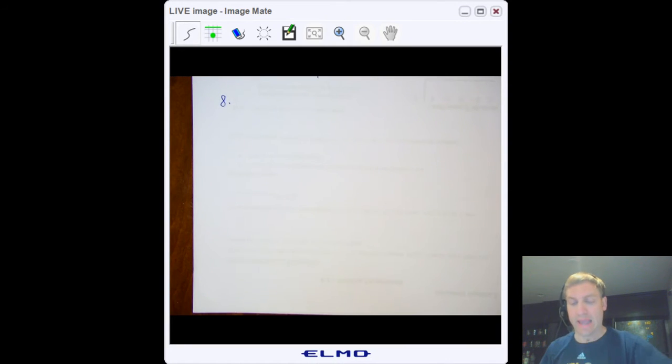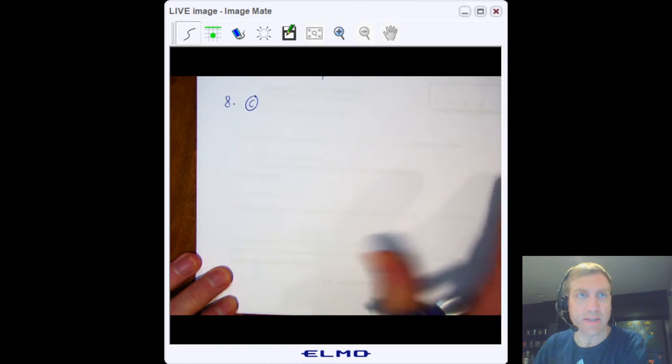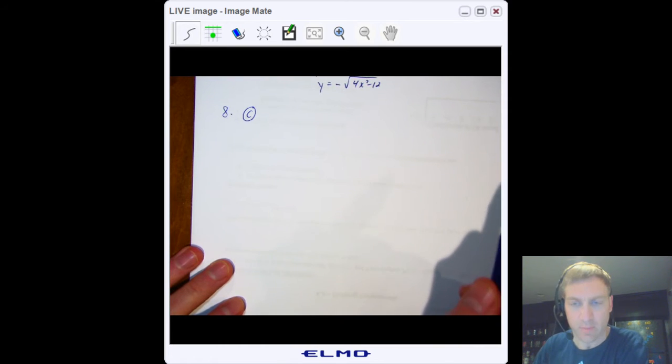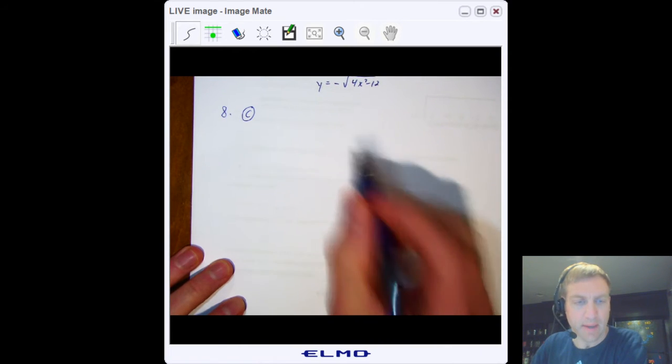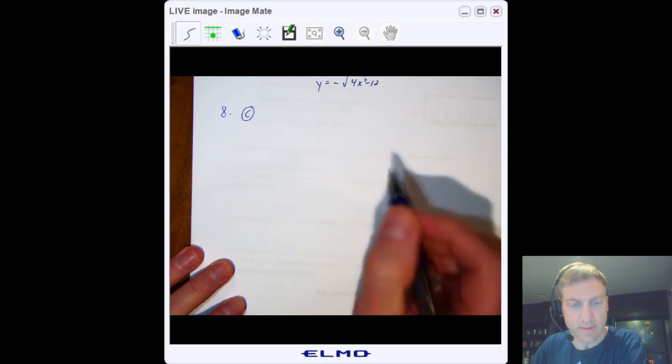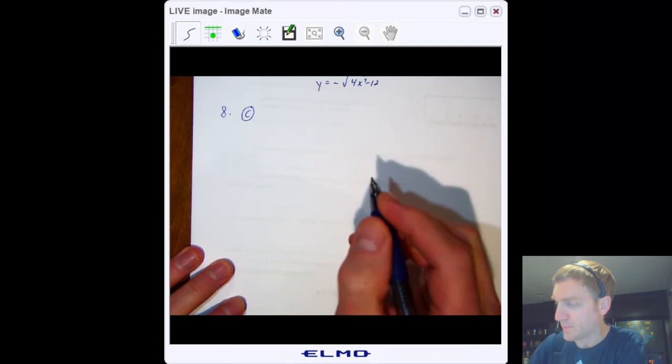Now, number 8 is next, and for that one, average rate of change. Okay, another one almost everybody got. Average rate of change is just slope. So just find the slope. F of 3 minus f of 0 over 3, 66 over 3 is 22. Okay.